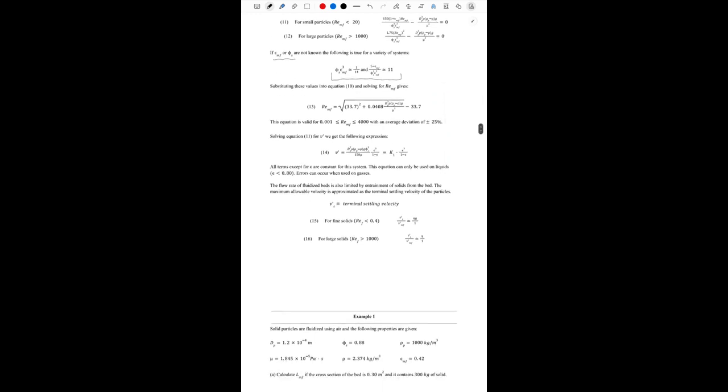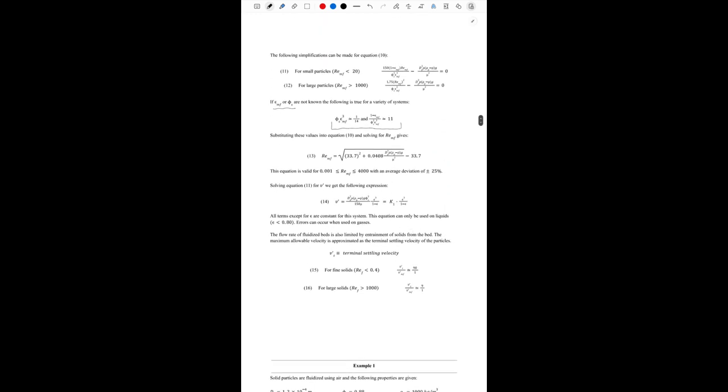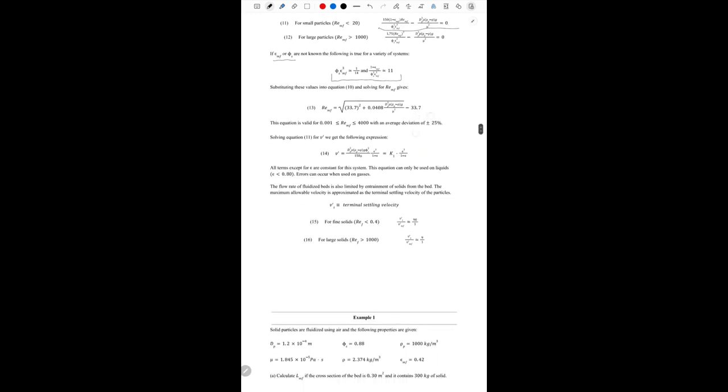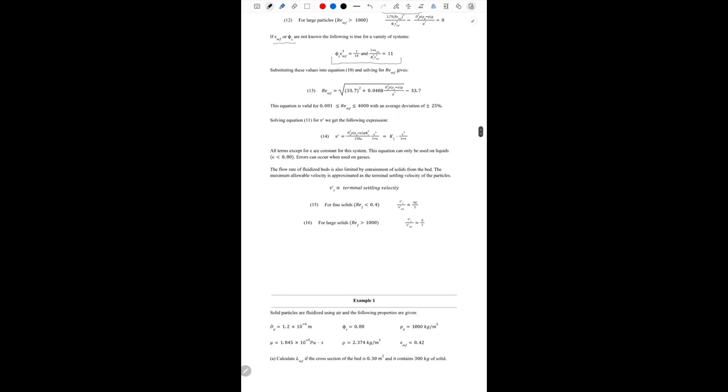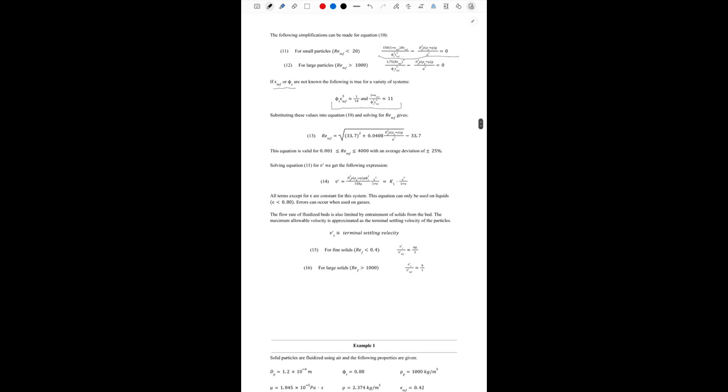Solving equation 11 right here for the velocity, we get the following expression, and this is only valid for small particles. It is found that this term right here, all of that is constant, and so it can be expressed as a single lumped together constant K1.